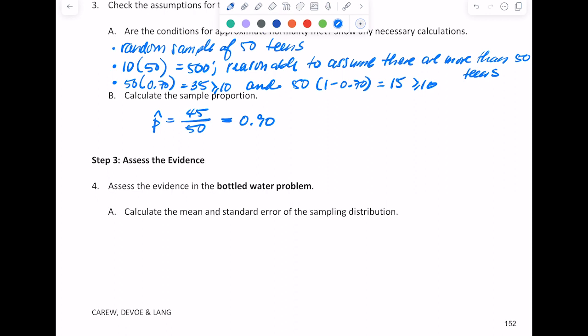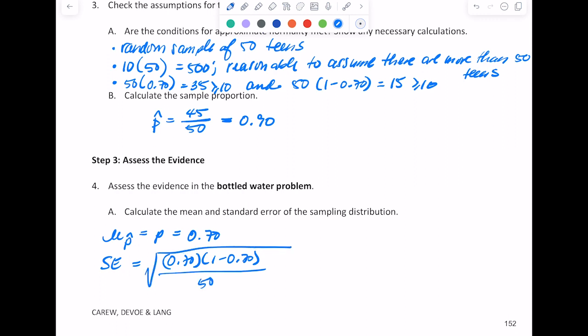So we're going to calculate the mean and the standard error of the sampling distribution. So remember, my mean of p hat is just p, which is 0.70. It's my claim. And the standard error is equal to the square root of p times 1 minus p over n. I'm just going to calculate that out, and you would get 0.0648.